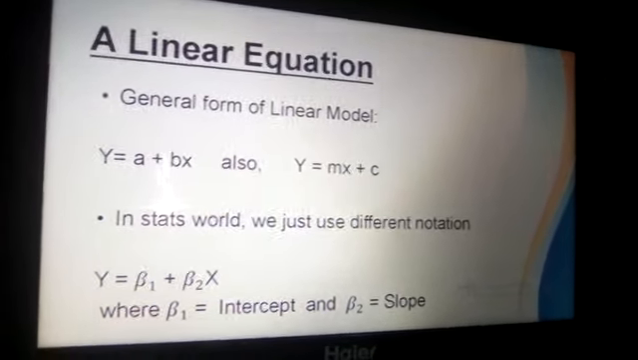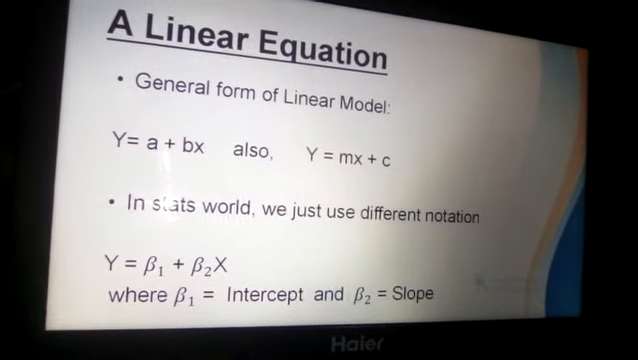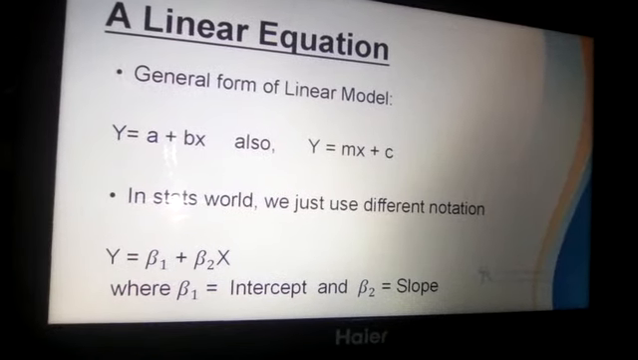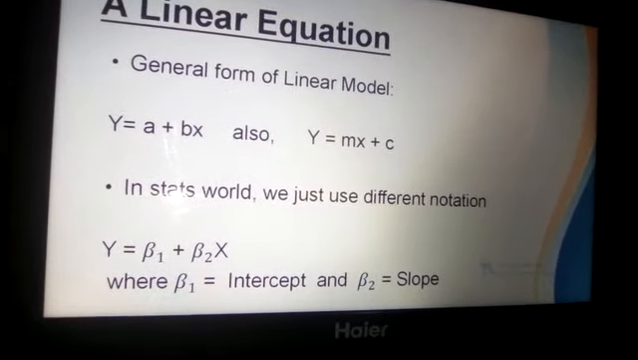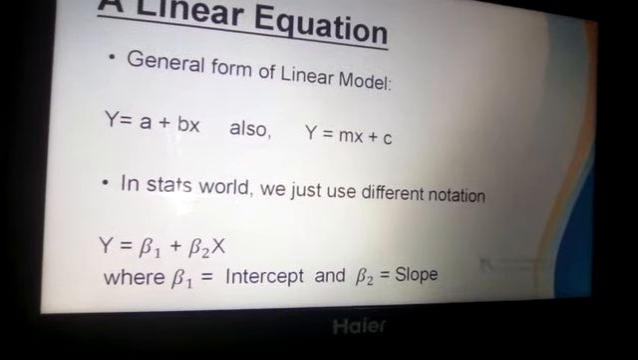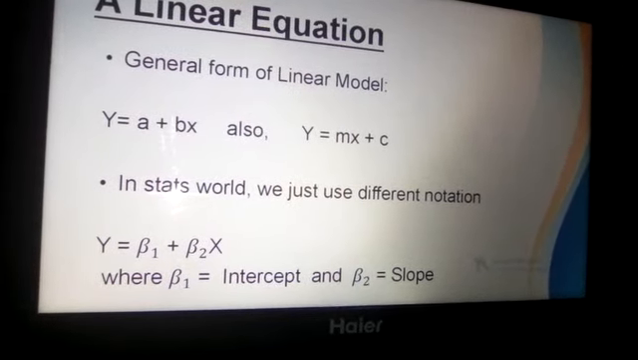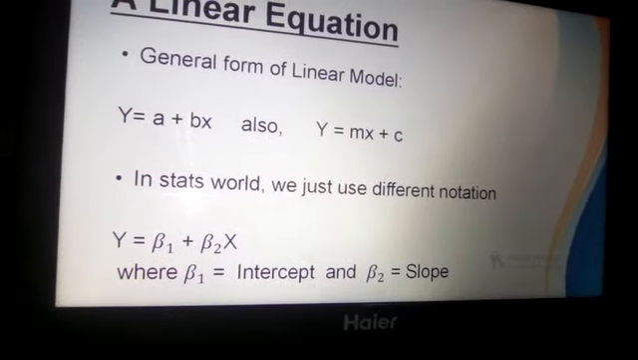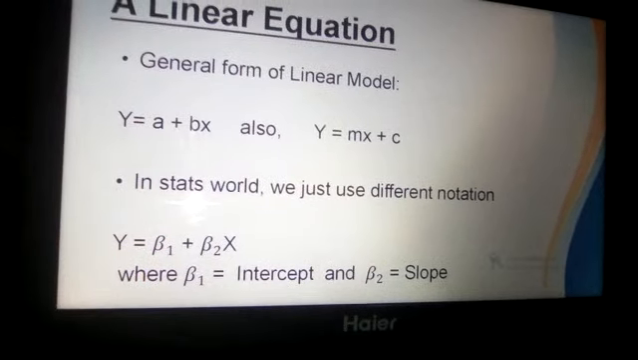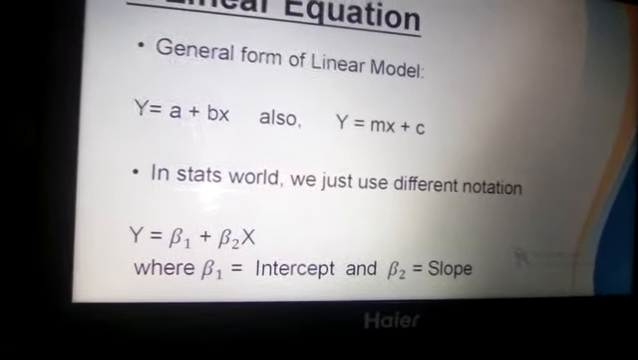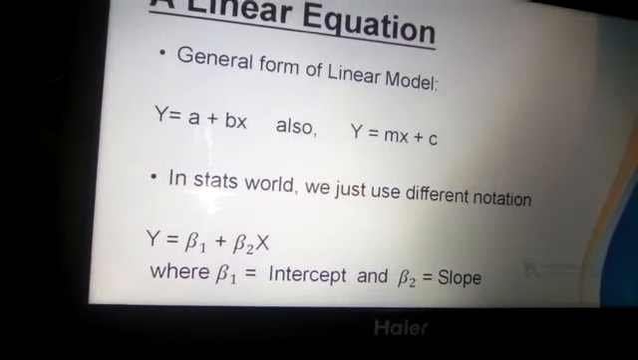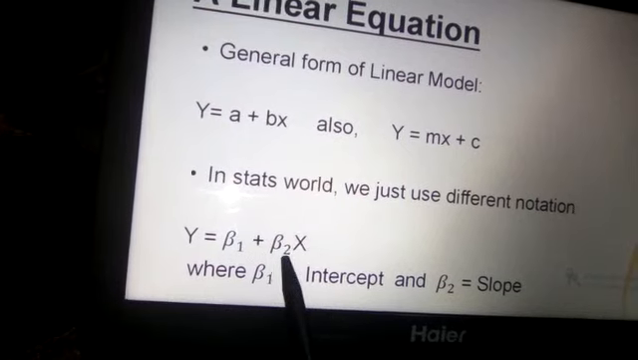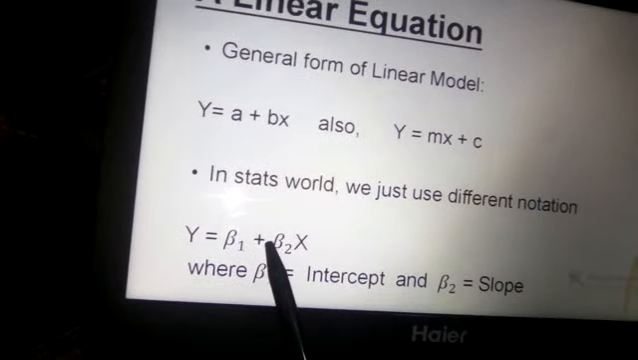As we know, a linear equation is usually in the form y equals a plus bx. In economics, we write it as y equals mx plus c. But in statistics, we use different notation. For example, Y equals beta 1 plus beta 2 X, with X and Y being capital. Beta 1 is the intercept and beta 2 is the slope. We can also write it as Y equals beta naught plus beta 1 X. Notation can change; it does not matter.